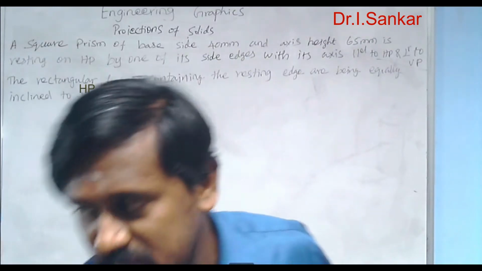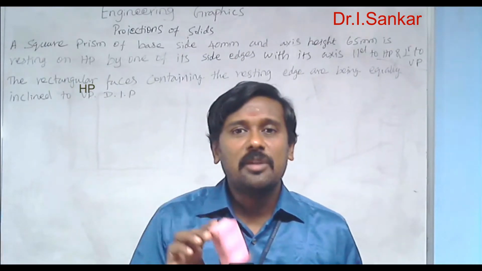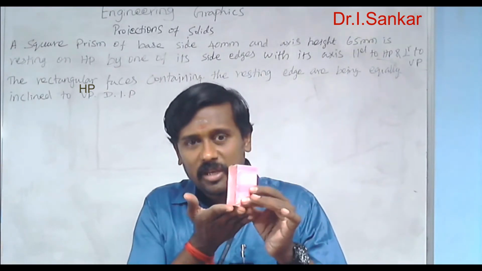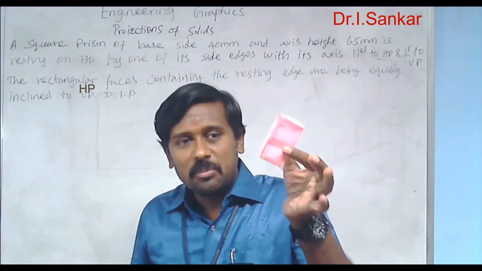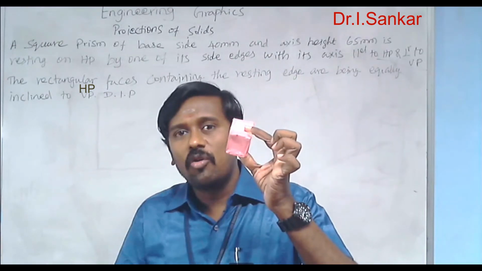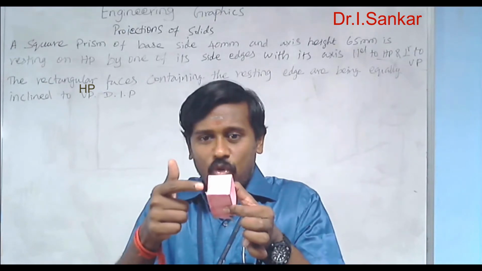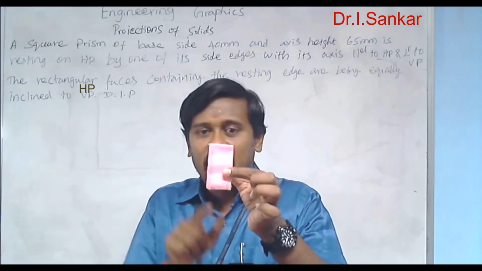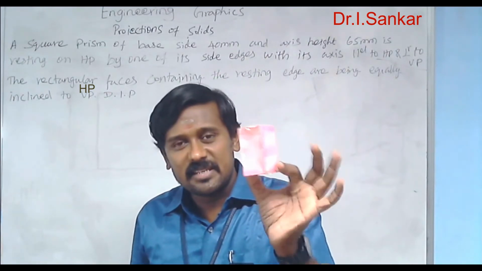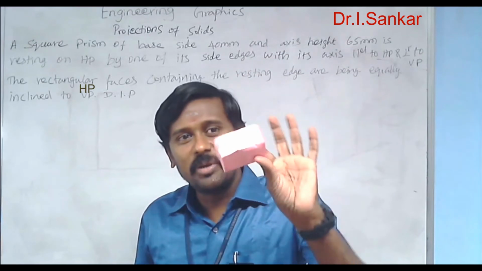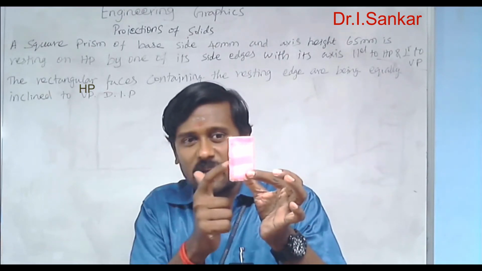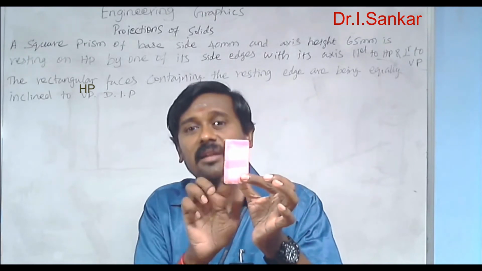See, the object given here is a square prism. In this square prism, we have a base and a face. How many base edges are here? Totally 1, 2, 3, 4. 4 base edges are here and 4 face edges are here and 4 side edges are here. How many surfaces are there in this solid? 1 base surface, 1 face surface and 4 side surfaces or lateral surfaces.